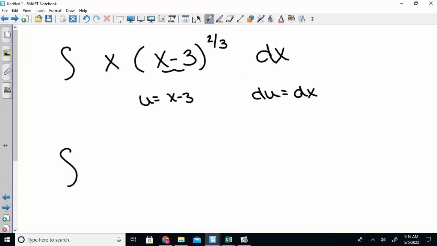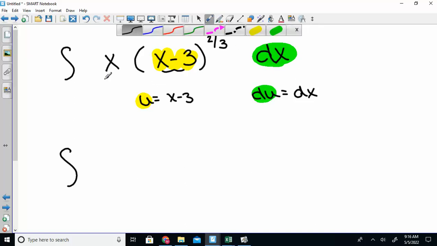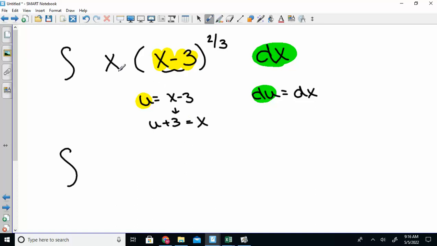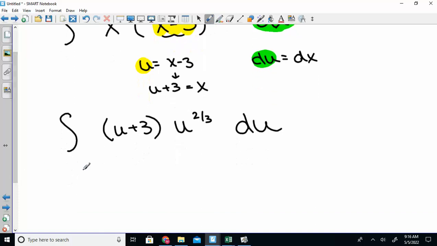So right now, this gets replaced with my u. This gets replaced with du. But we have an issue because we still have another x out here. So we have to take this and solve for x. So u plus 3 equals x. So we change that x to a u plus 3. Then we have u to the 2/3 du. And this doesn't look like it helped us much, but it actually does, because now you could distribute.